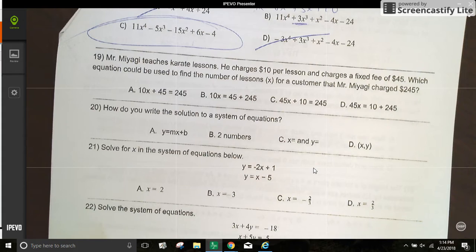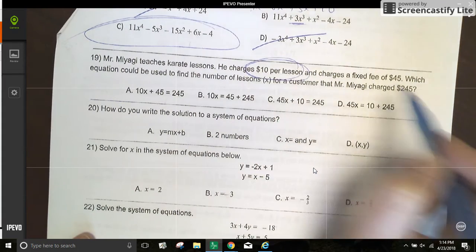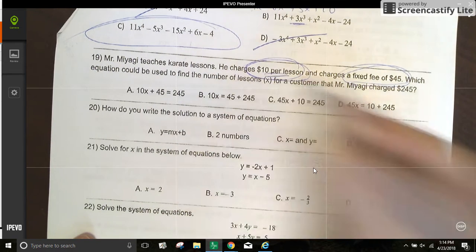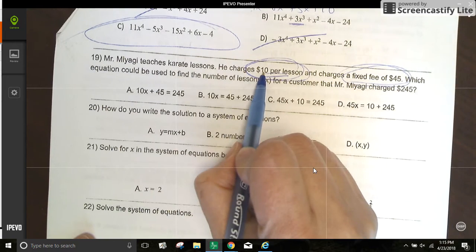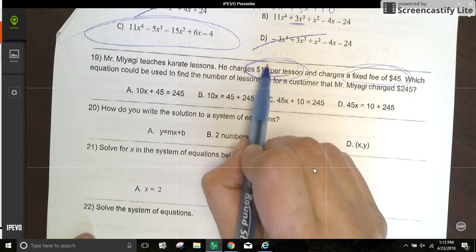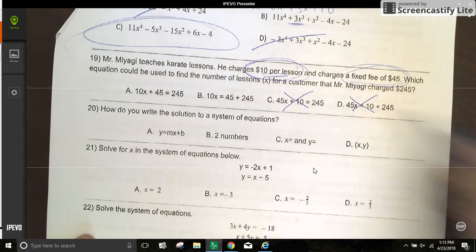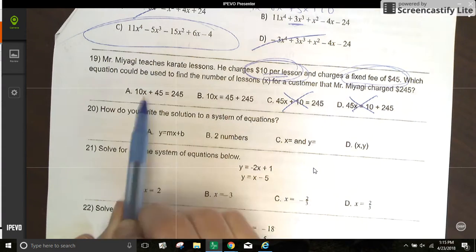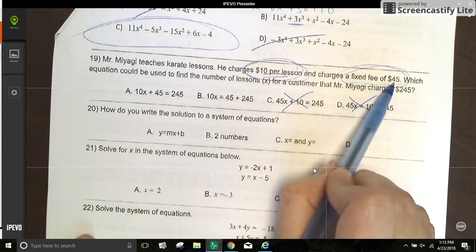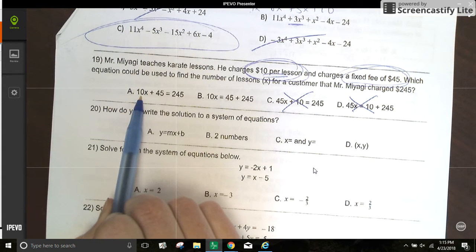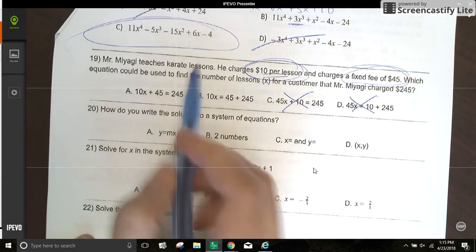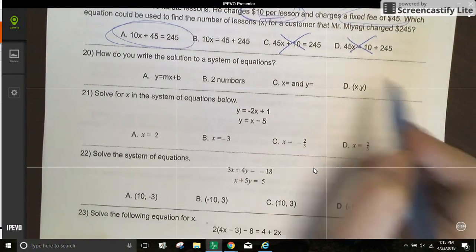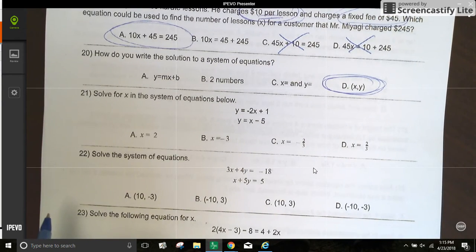19. He charges $10 per lesson and charges $45 no matter what. So if they ever say per, that's the one that goes with the variable. So I know that it's $10 per lesson. So I know it's 10x. So I know it's not C and D because they don't have an x. And then they tell you it's a fixed rate of 45 to show up to your house. So you would add that to per lesson. So I would want 10x plus the 45 that he charges to come. When you get a solution, solutions are points. Points, points, points.